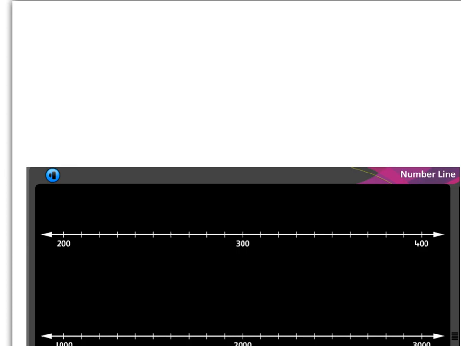I'm going to choose one of these marks now and point to it with an arrow. This one here. I wonder what value we would write on that mark. Let's have a look. 200, 210, 220, 230, 240. So that mark on our number line is worth 240.